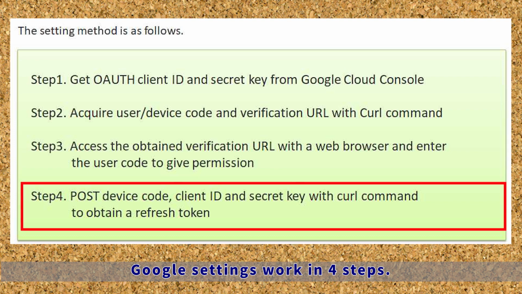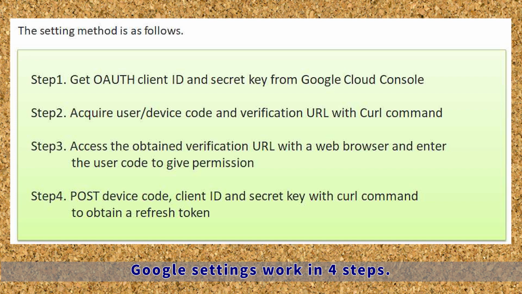In step 4, use the client ID and device code obtained using the curl command again to obtain a refresh token. If you can get this refresh token, you are ready to use the API. Set these acquired client IDs and refresh tokens in the program and use the Google Cloud API. This time, it is a video of getting various IDs and keys so far. Now, let's actually work from step 1.